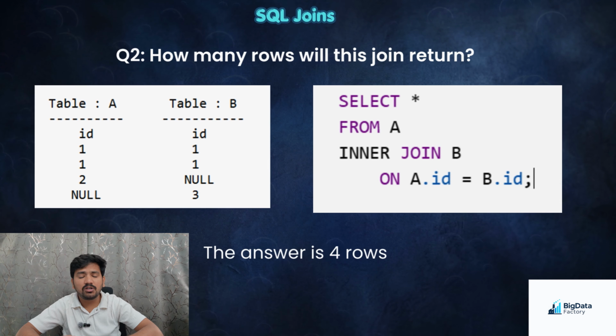Now what about 2? There is no number 2 in table B, so no match. What about 3? There is no 3 in table A, so no match. And what about null? This is very important. In normal SQL, equality joins, null equal to null does not become true. So the null in table A does not match the null in table B. That's why the answer is only 4 rows.